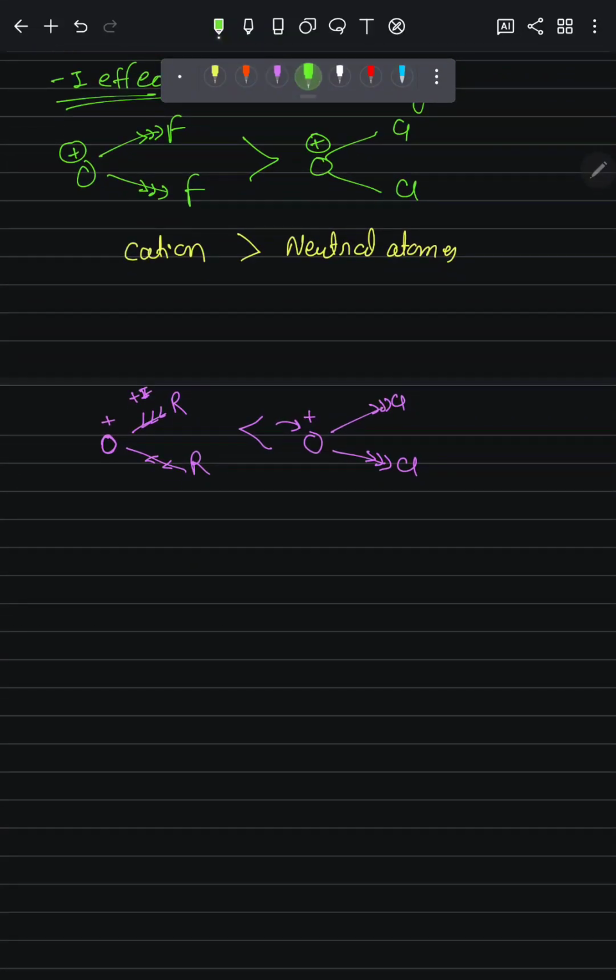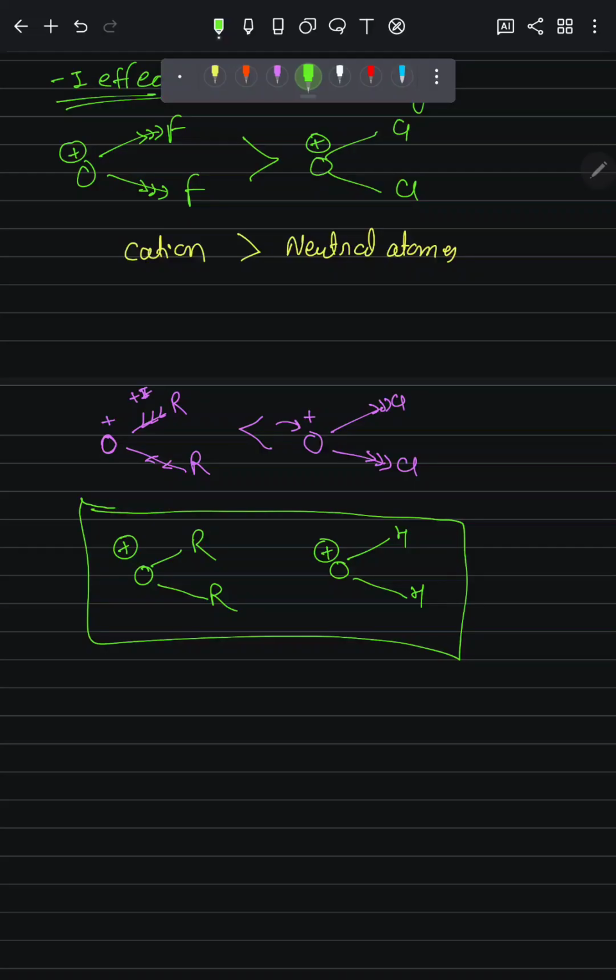There are some more examples. Let's take an example of O with R, R, and O with H, H. Here also in this cation, this R group, as we can see, this is an exception, because here the repulsion factor is applicable between these groups, and here no repulsion is seen. So the possibility is this is more.